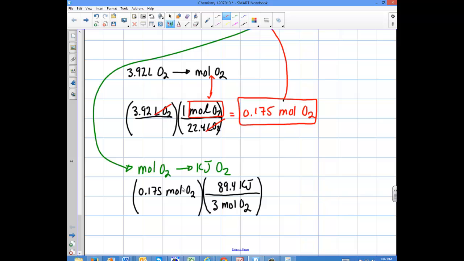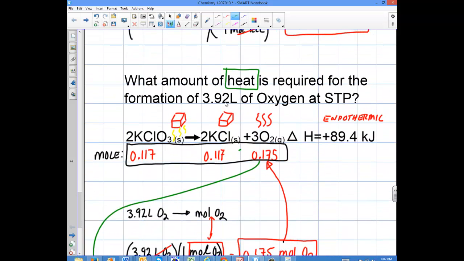So again, units, molecule, cancel, units, molecule, cancel, and again I'm left here with the units released. In this case, it's just the total heat of formation, so I'm not going to have a molecule anymore, but those are the units that I wanted right here, kilojoules, right? Okay, so we're going to take 89.4 times 0.175 divided by 3. That's going to give me 5.215 kilojoules of heat released from that reaction when 3.92 liters of oxygen are formed. And again, was this even relevant?